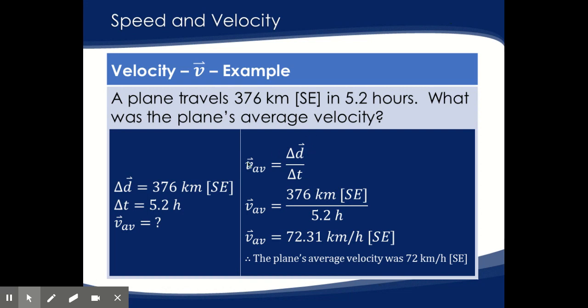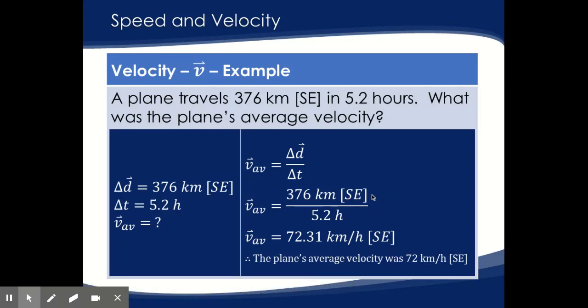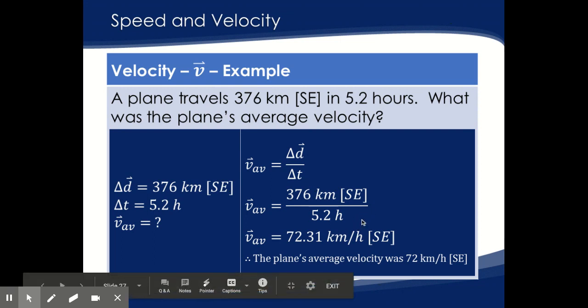So we're plugging that into our formula again. We have distance on top, and since this is a vector, we're including the direction in our notation here. So we have 376 kilometers southeast divided by 5.2 hours. You divide that, and you should have your average velocity is 72.31 kilometers per hour southeast.